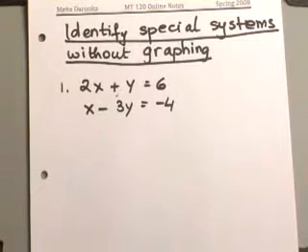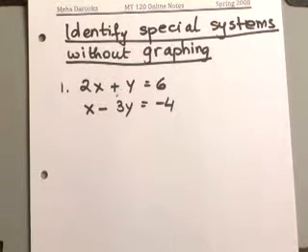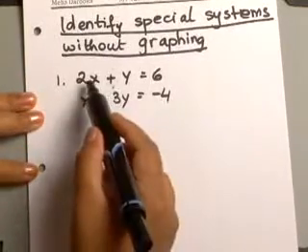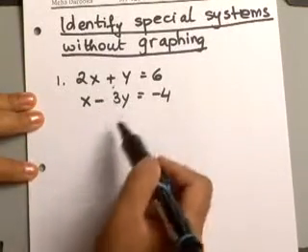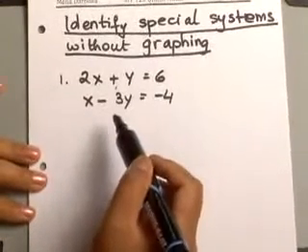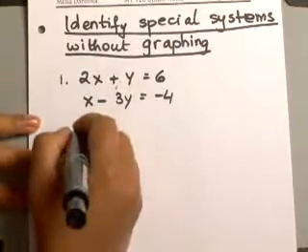So how can we identify if the system is inconsistent or if the equations are dependent? Let's use the idea of our slopes to help us out here. What we will do is take each one of these equations and solve them for y. Get y by itself, and then we can use the idea of their slopes to help us out. Let's start with our first equation here.